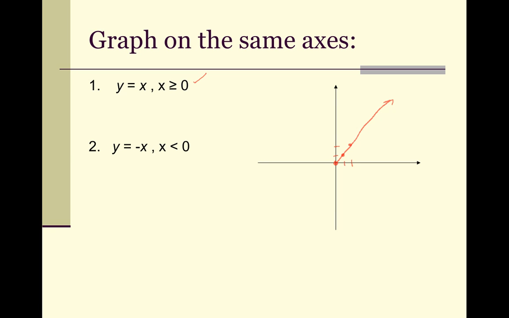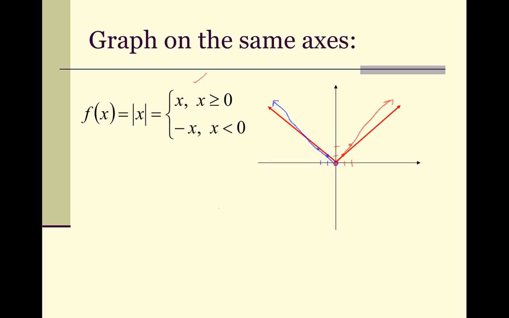What about this? y equals negative x when x is less than 0. I'll start by plugging in 0. Negative 0 is just 0. That point's already there, so that's fine. It's just right here. When I plug in, well, I have to go less than 0, so negative 1, I get positive 1. When I plug in negative 2, I get positive 2. When I plug in negative 3, and so on, it's going to be this decreasing line. It decreases as you go from left to right.